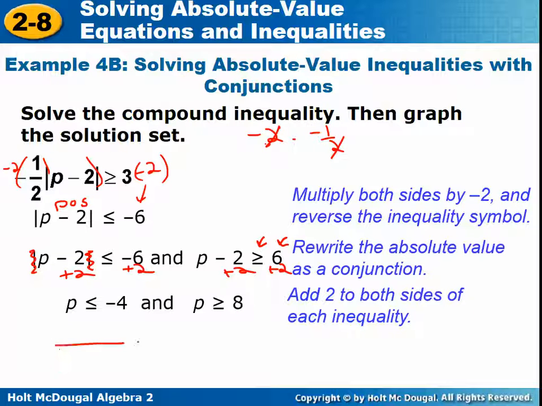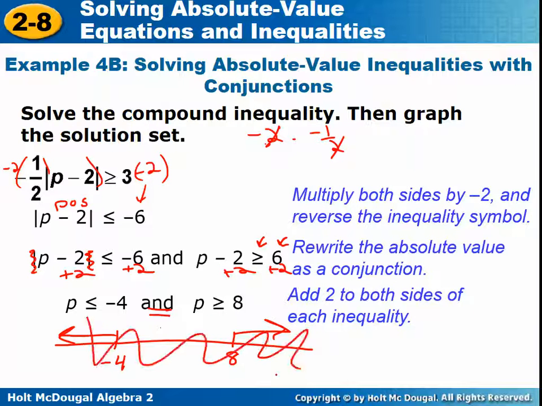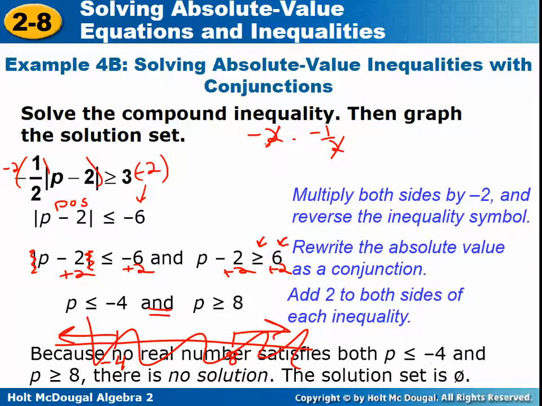And here we would stop and we would graph it. And we'd say, okay, p is less than or equal to -4, and p is greater than or equal to 8. But it's an and. It has to be both of them. What number is over here and over here? There are no numbers that are in both of those areas. There's no solution that works to make it be less than -4 and also greater than 8. It's not possible. So you would say no solution, or the empty set if you want.